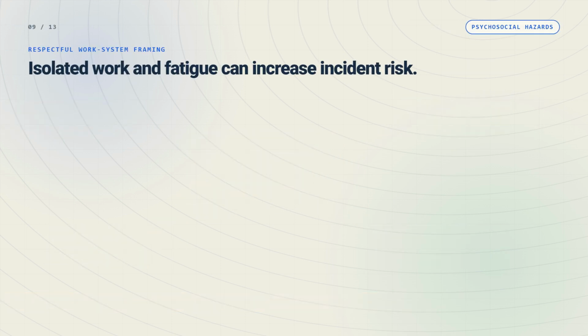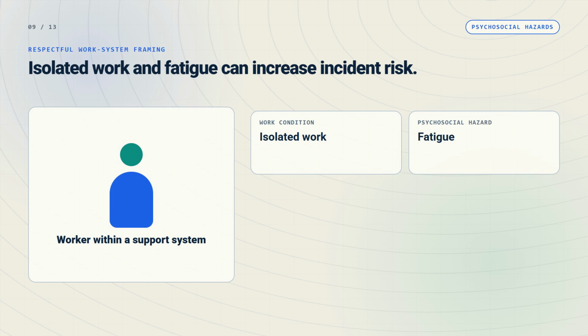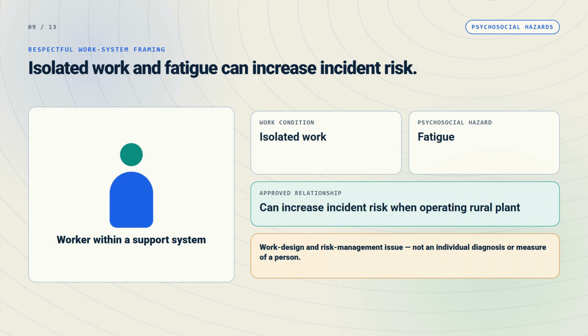Isolated work and fatigue are common psychosocial hazards in rural work. They can increase incident risk when rural plant is operated. This is a work design and risk management issue, not an individual diagnosis. The respectful visual shows changing work conditions and support connections. It does not label a person, measure fatigue, diagnose anyone or imply that individual skill alone controls the risk.